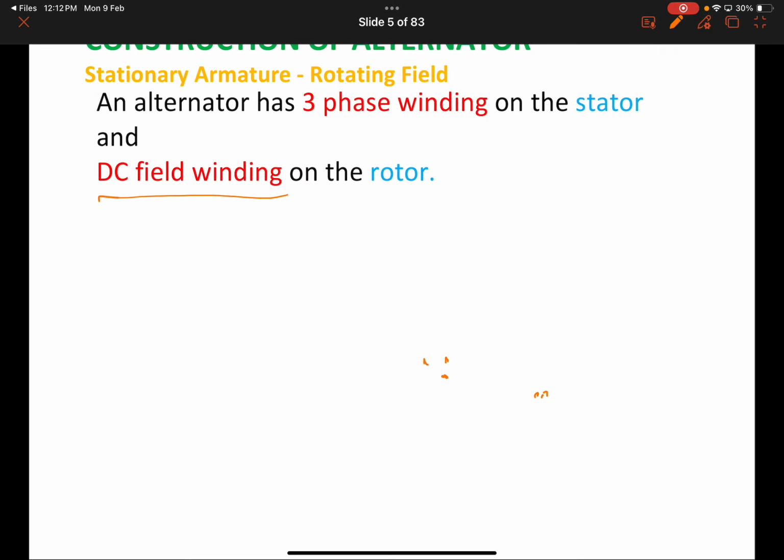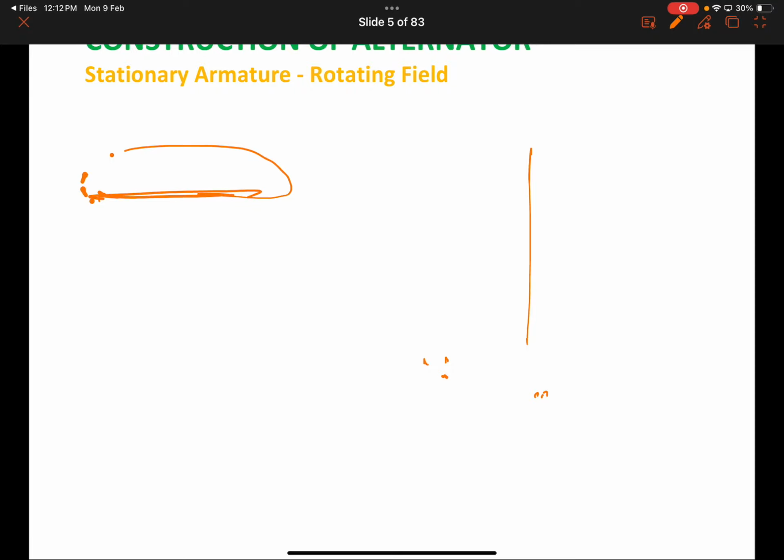What is the conclusion here? We have concluded that the DC field winding will be on the rotor. I hope we have discussed so many times why we have to keep DC supply. What actually happens? Let me try to add just in short.